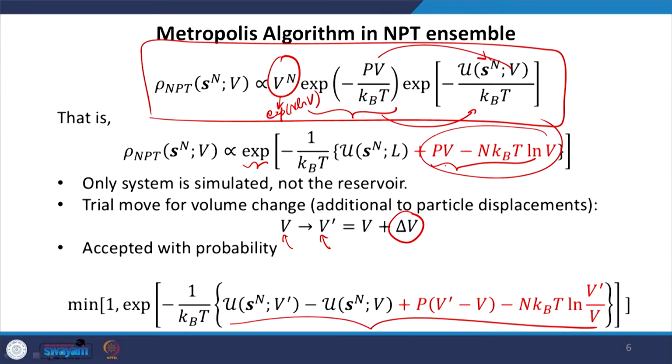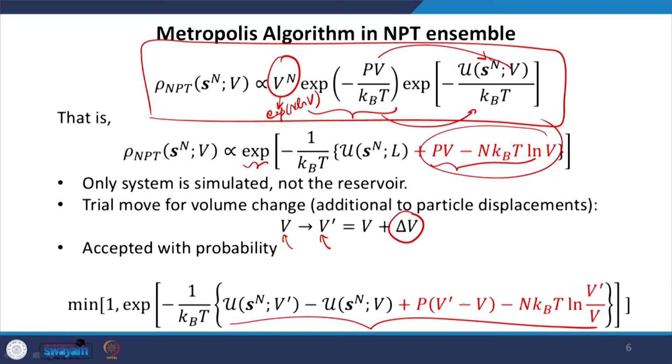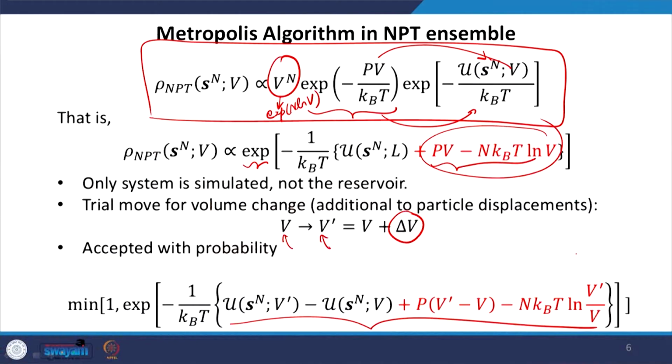It is given by the difference of the energy of the new state minus the old state plus the difference that will come from the two new contributions we have, that is PV and nkBT ln V. So, we get P multiplied with V prime minus V and minus nkBT ln V prime minus nkBT ln V, and that basically will be minus nkBT ln V prime by V, that is the last term here, and everything else in the Monte Carlo will remain pretty much similar to earlier.